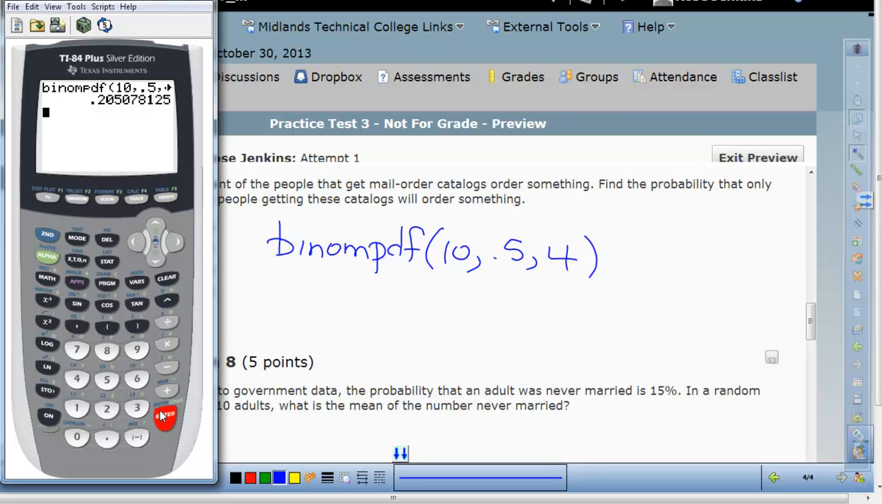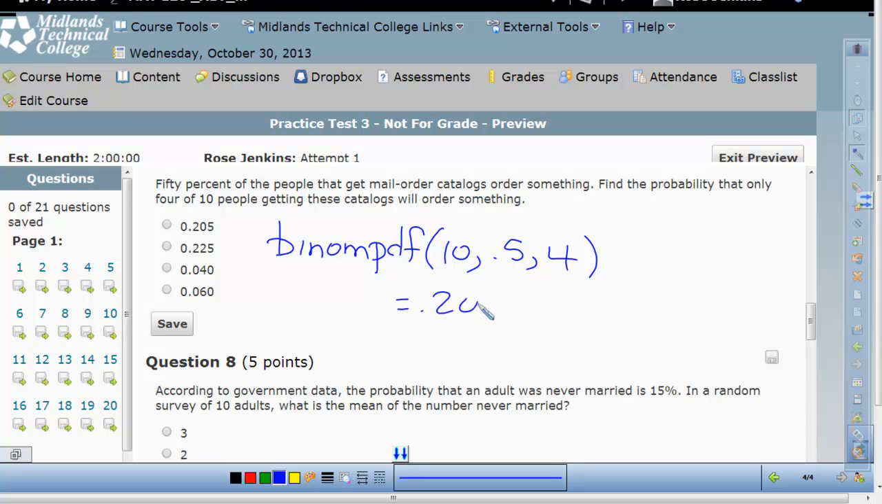And so we get 0.2051. Okay, so choice A here. Okay, questions about that? Alrighty. Question 8.